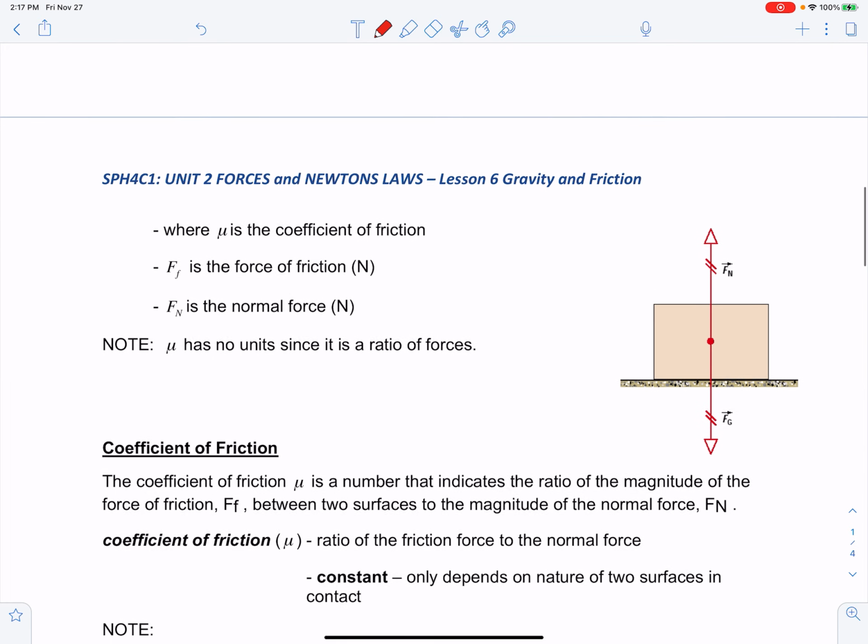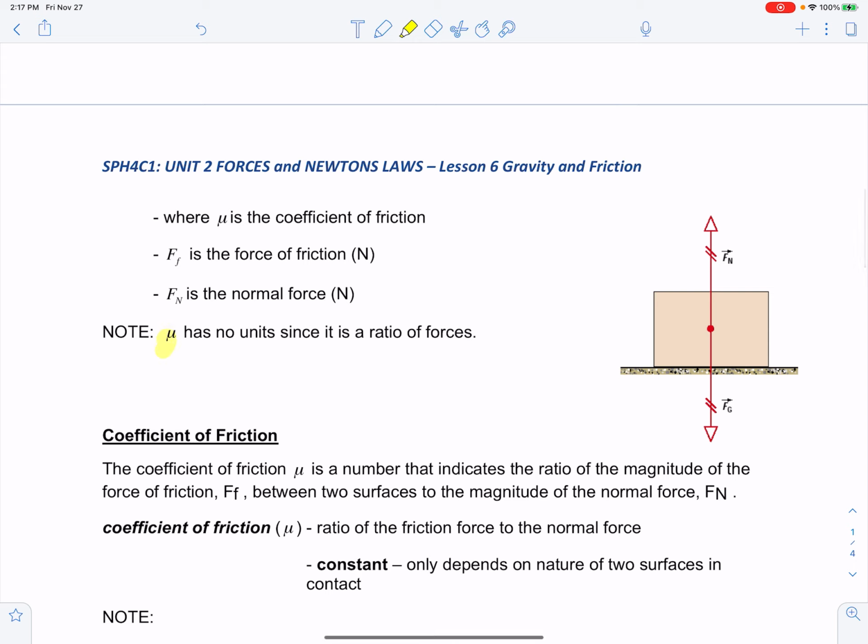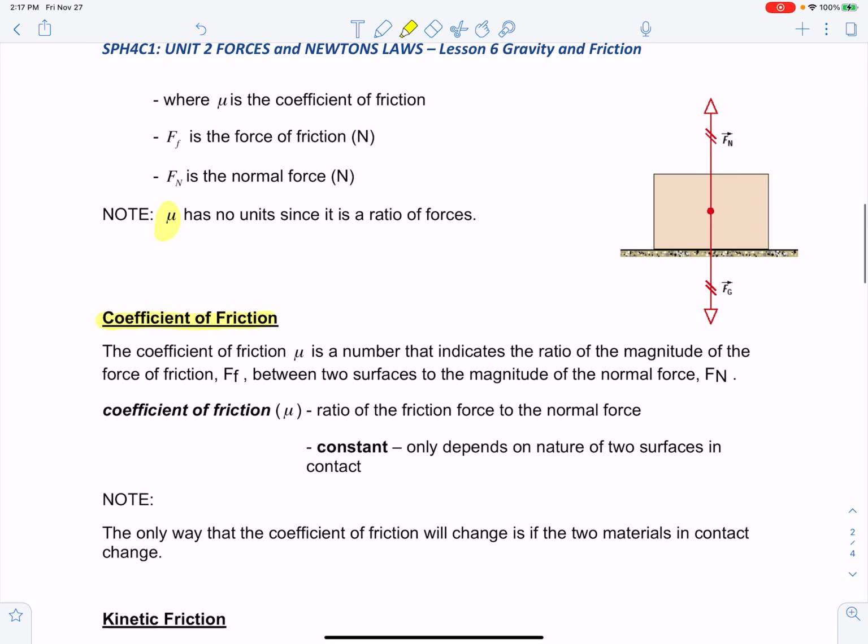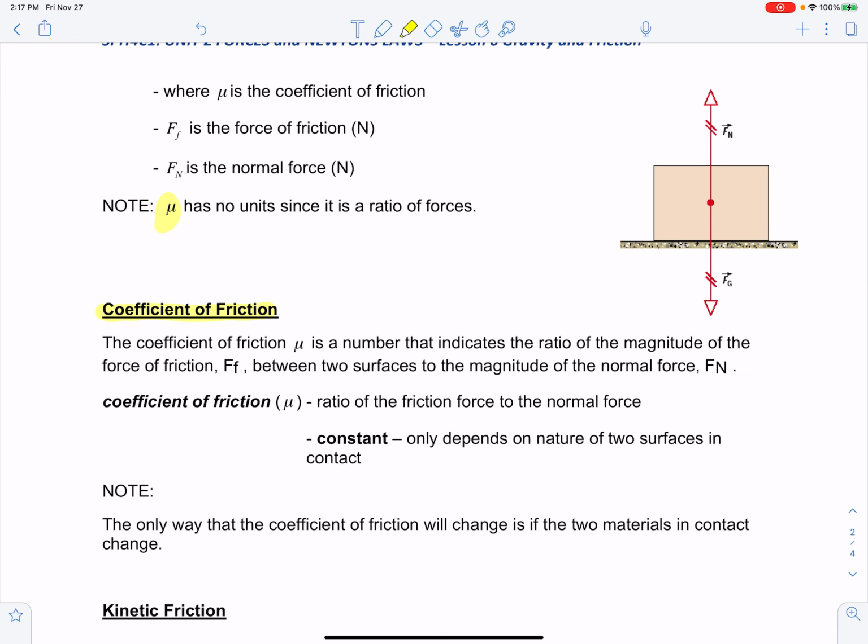Let's talk a little bit about the symbol mu, which is used to represent the coefficient of friction. The coefficient of friction is a number that indicates the ratio of the magnitude of the force of friction between two surfaces to the magnitude of the normal force, Fn. It's a constant value, and it only depends on the nature of the two surfaces.